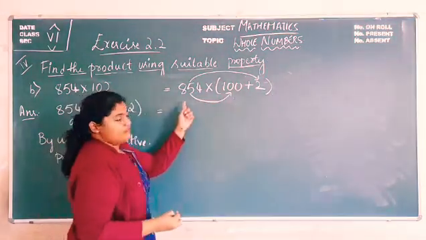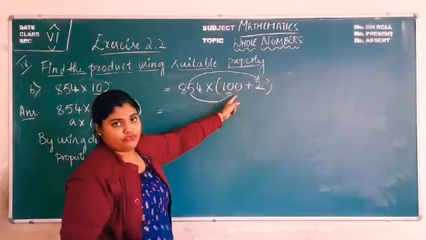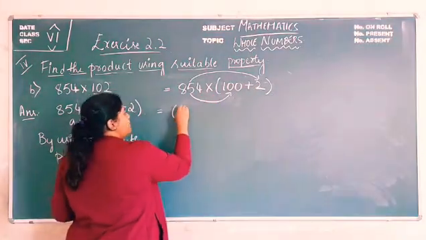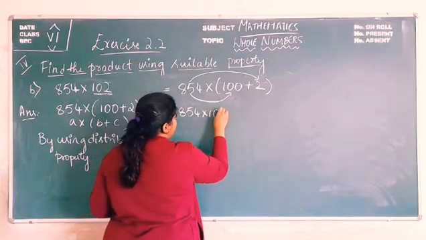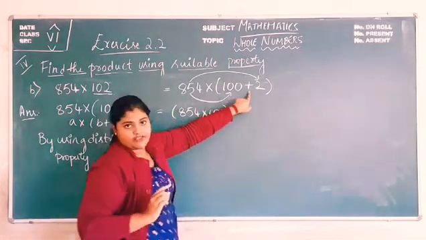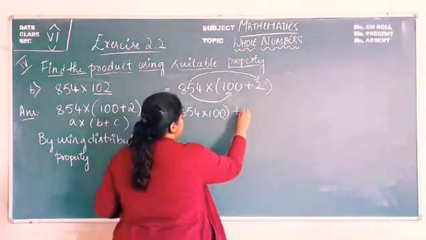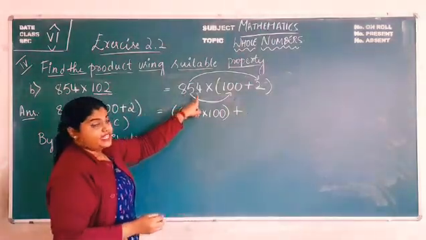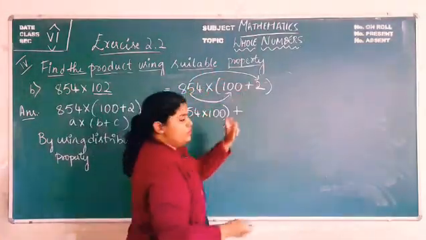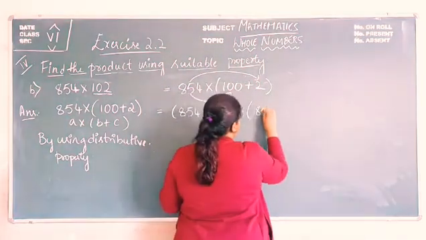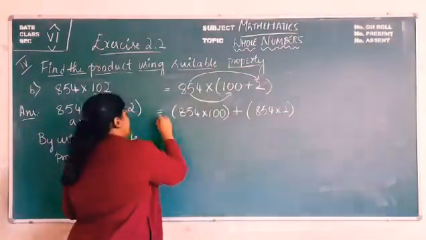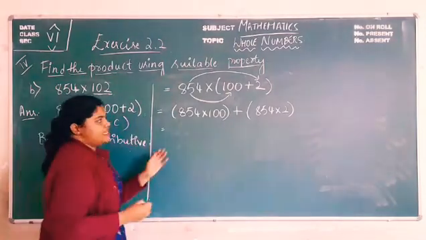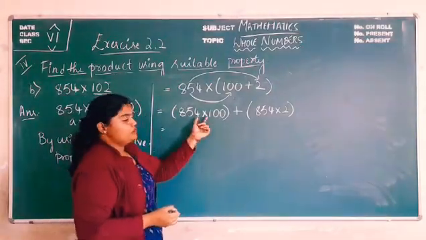So first we are multiplying 854 into 100. So I will open the bracket and I will write 854 into 100. Then we have a plus sign. So I will write plus here. Then we have 854 into 2. So what is the next step? Yes, we have to solve the brackets.